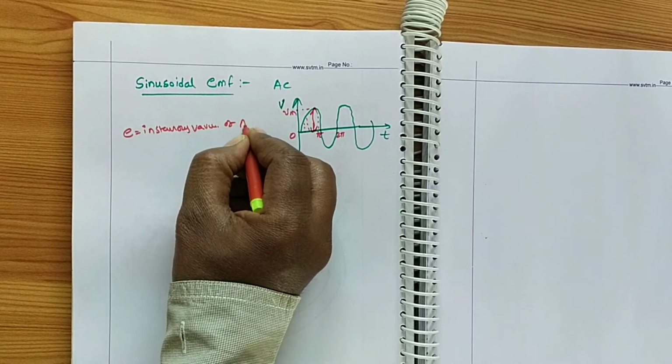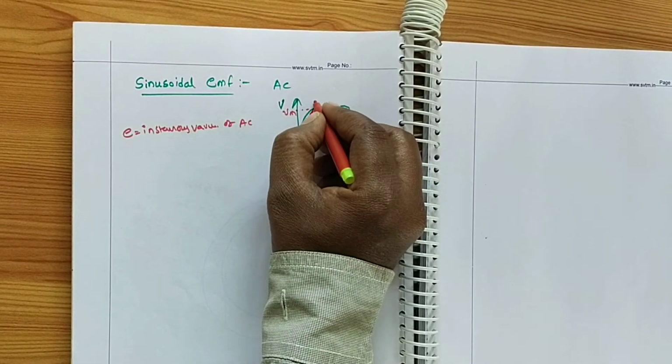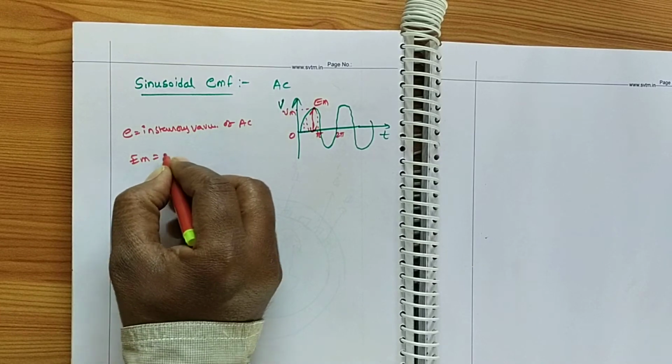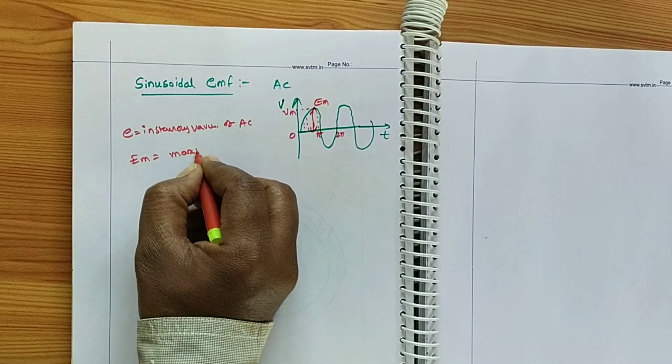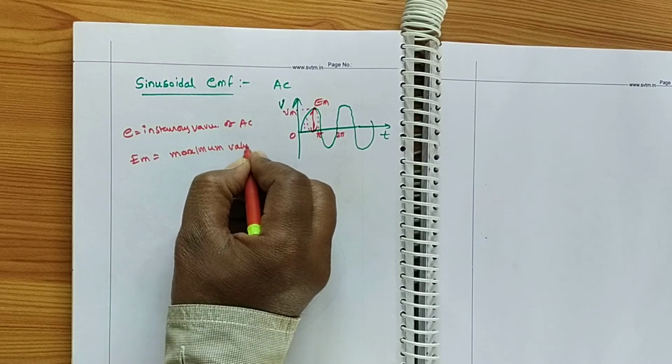Of an AC alternating quantity, voltage. It is the maximum value, Em. Em is the maximum value of the source voltage or the maximum value of the EMF.